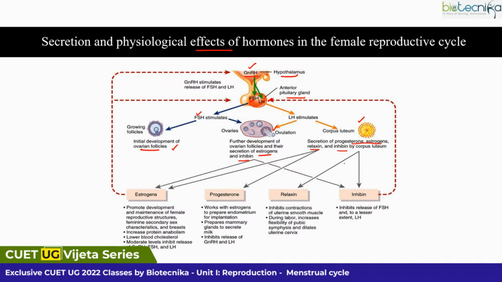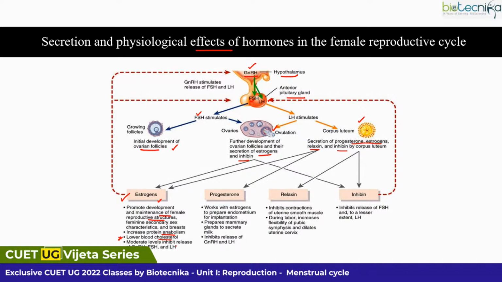Okay, so what is the role of these various hormones? We'll see over here. Estrogens, remember, help in the development and maintenance of female reproductive structures, the female sexual characteristics, the breast formation. So all this is under the influence of estrogens. Then it also promotes protein anabolism, formation of proteins. It lowers the blood cholesterol. So this is one of the primary reasons why females suffer less from heart attack compared to males, because estrogens lower the cholesterol levels of the female body.